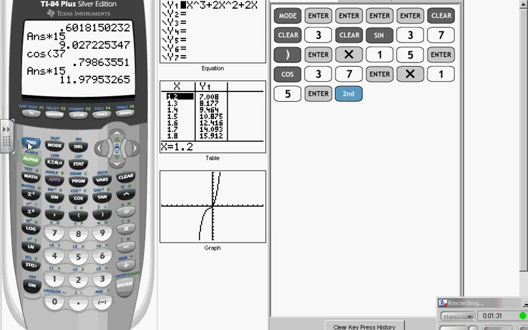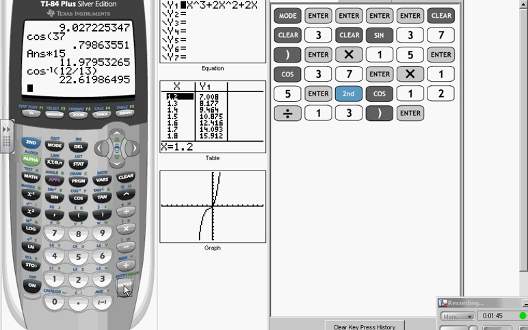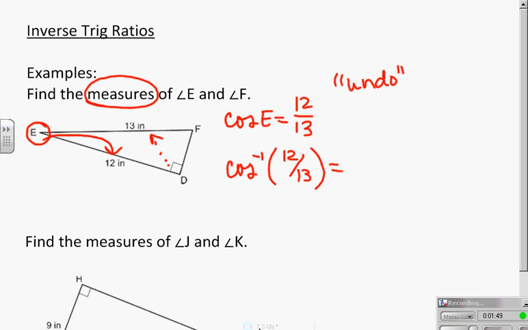What you do, and again, this is different for different calculators, but on this particular calculator, I would do second and then cosine, because I need the inverse, see the -1, enter that fraction. You can either use a fraction or a division bar. Be very careful with the parentheses and hit enter. And the angle measure is 22.6 degrees. So I undid the ratio to get the angle out.